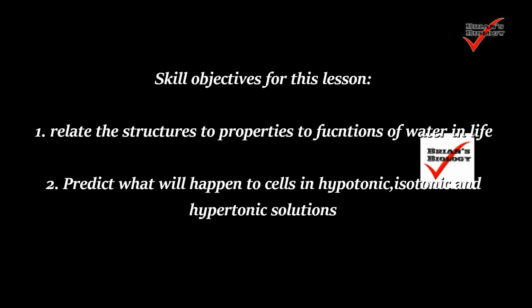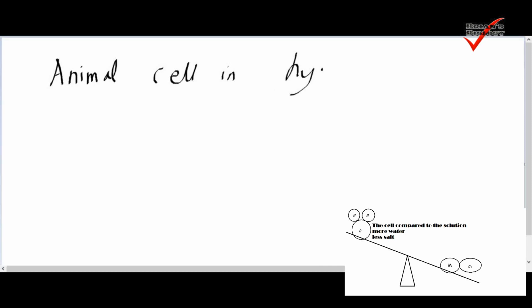So if we are to achieve objective number 2, we're going to need to be able to predict what happens to cells in these different types of solutions. Well, let's look first at an animal cell. So an animal cell is basically a cell with just a cell membrane. It's a lot like a balloon.